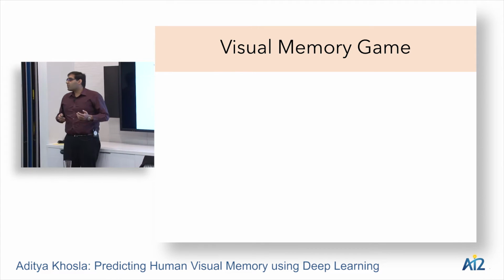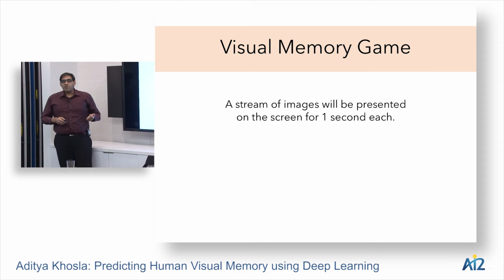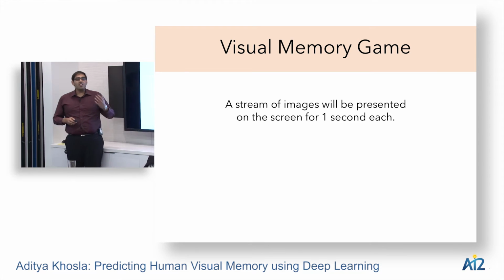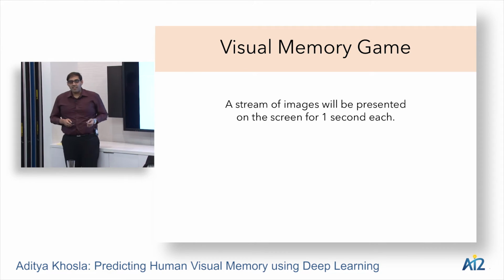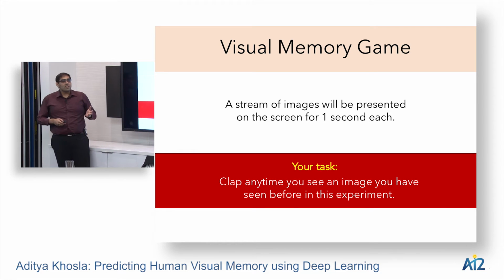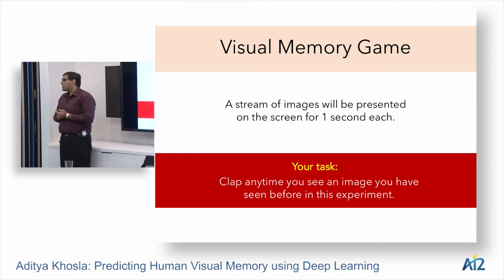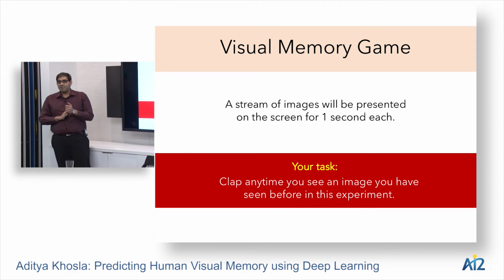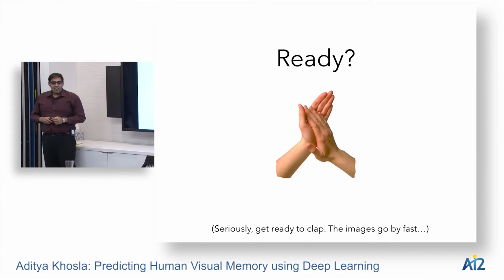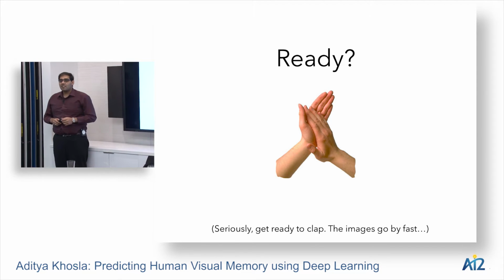So what I'm going to do is show you a set of images, one after another. Each image will be shown for a short time, about a second, and your job is going to be to clap your hands when you see an image that you have seen before. All right? It's pretty straightforward. So don't mess this up. Let me see those hands. Do you guys want to test if they're working? Okay, great. Some of them seem to be working. So here goes.